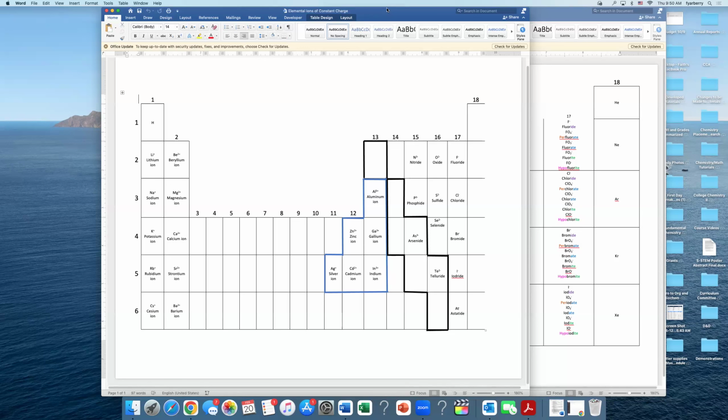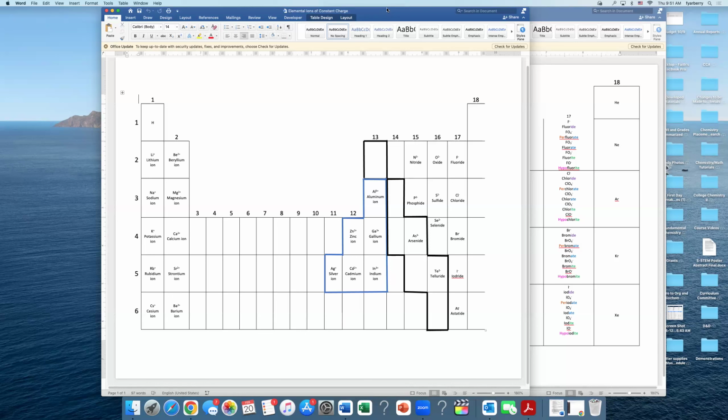Now, the reason I call this my stair step is because, number one, it looks like a set of steps. But I also like to refer to this as a stair step because it will help you to memorize the charge that these elements take on when they are part of an ionic compound. You will notice that silver is the only element in its step. One element, plus one charge.